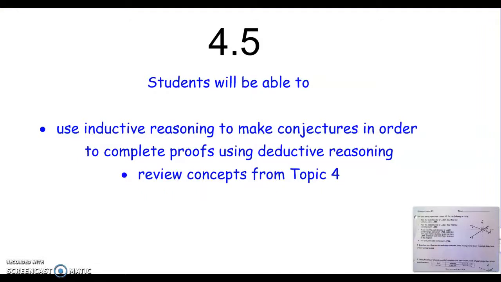This is lesson 5 of topic 4. For this lesson, you're going to need a protractor and your patty paper that you used on lesson 4.3. So for the notes on 4.3, we did a patty paper exploration of vertical angles, and you will need that for this lesson today. So in this lesson, we're going to be able to use inductive reasoning and make conjectures in order to complete some proofs using deductive reasoning. And then we're going to review some concepts from topic 4.